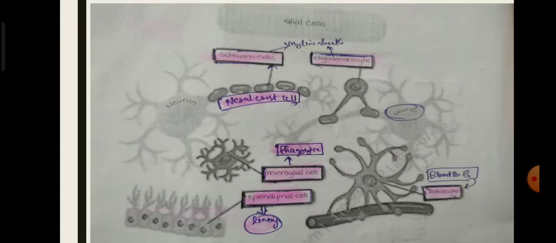This is the structure of the glial cells. We can see Schwann cells, oligodendrocytes, and star-like astrocytes, which form the blood-brain barrier. And we can see ependymal cells, which line the ventricles. And we can see microglial cells, which have a phagocytotic function.